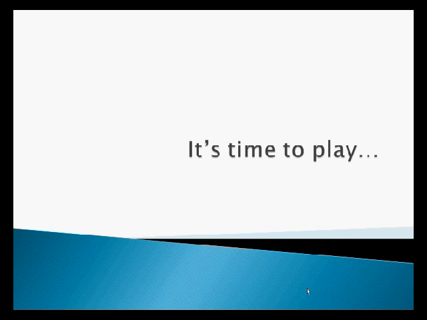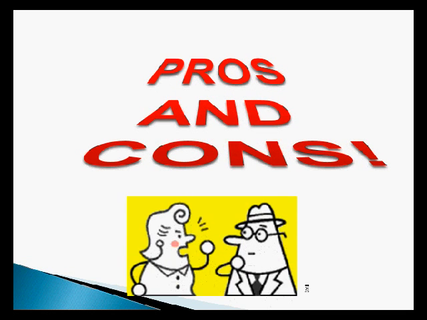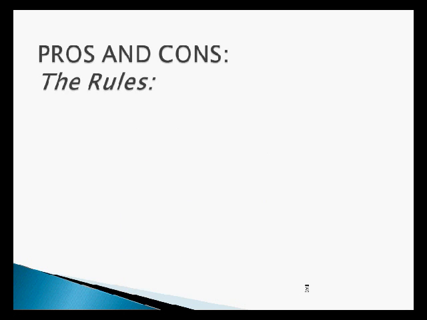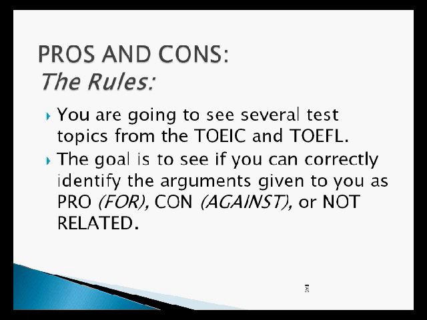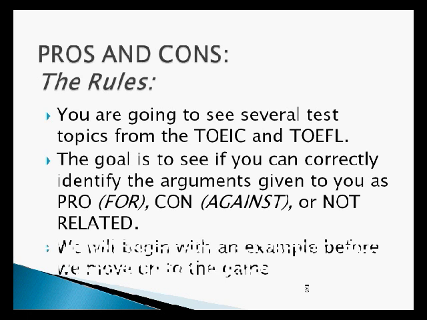So, now it's time to play another game. It's a little game I like to call Pros and Cons. So, what are the rules? Well, in this activity, you're going to see several test topics from the TOEIC and TOEFL. The goal is to see if you can correctly identify the arguments given to you as either pro, con, or not related. Once again, we will begin with an example before we move on to the game.